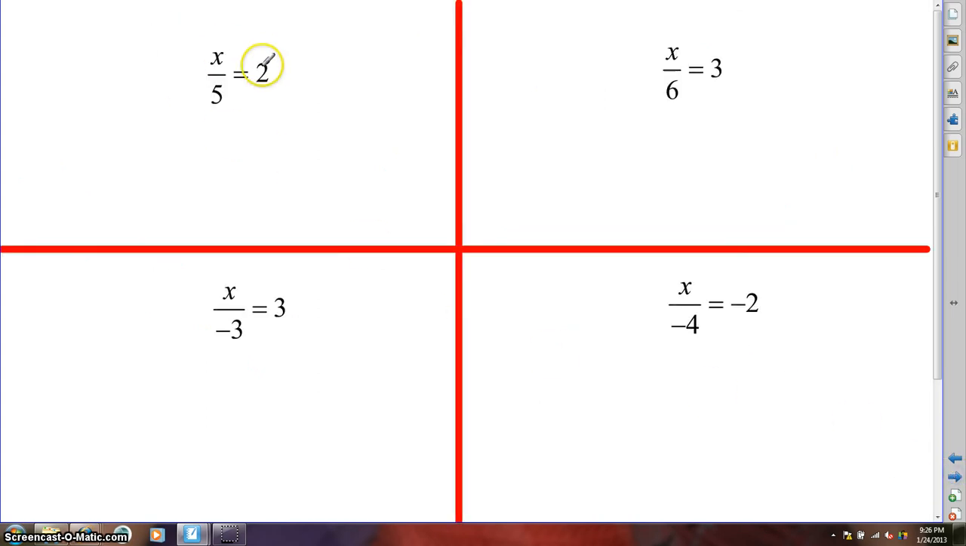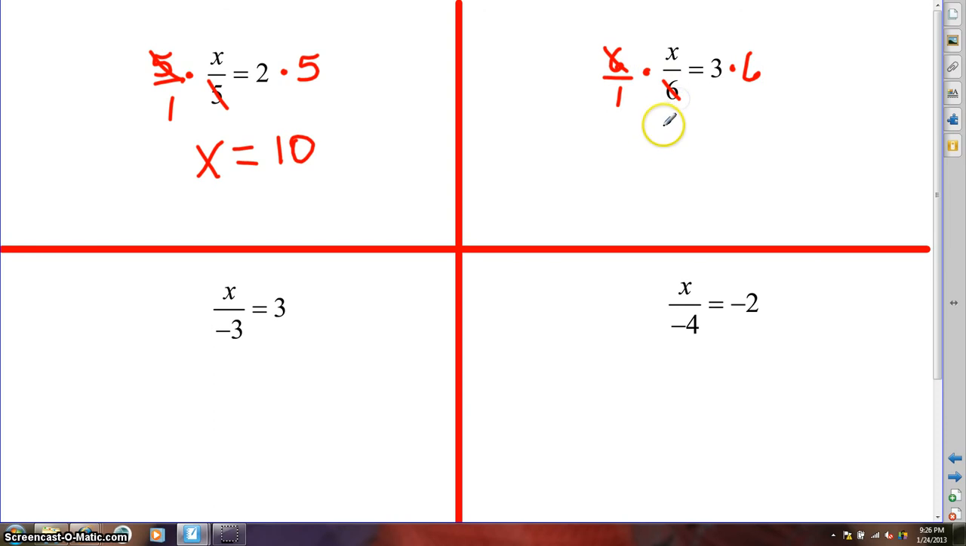Let's try just a few more. Here we have x divided by 5 equals 2. So we use the inverse and we multiply both sides by +5. These 5's are going to cancel out, leaving me just the x. And over here, 2 times 5 makes 10. Here we have x divided by 6, so the inverse of division is multiplication. And our fractions, our numerator and our denominator, are alike, so they cancel out, leaving just the x. And 3 times 6 is 18.